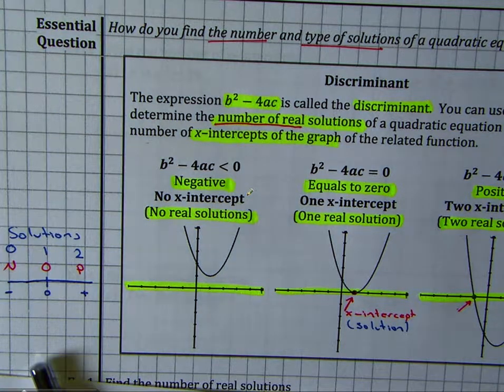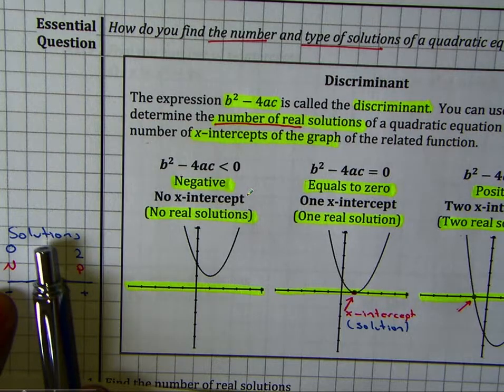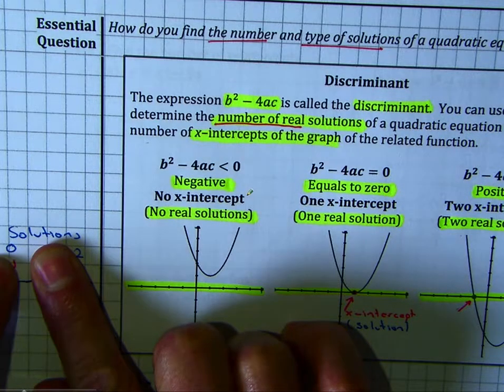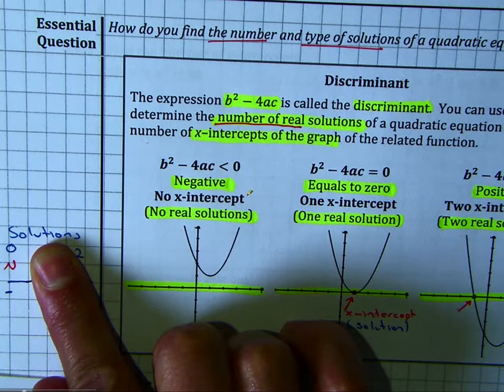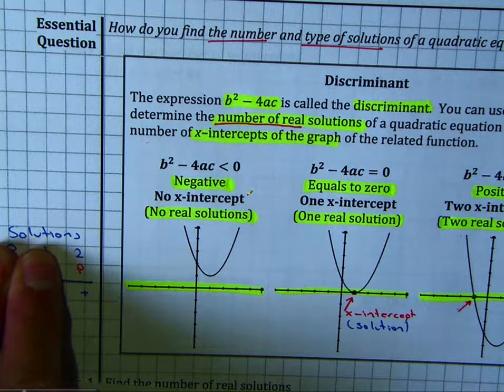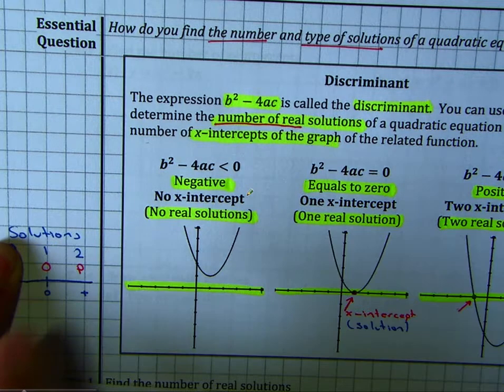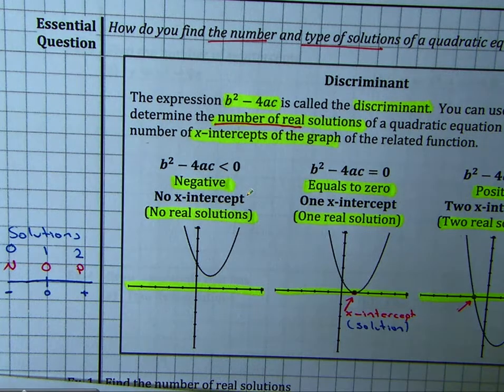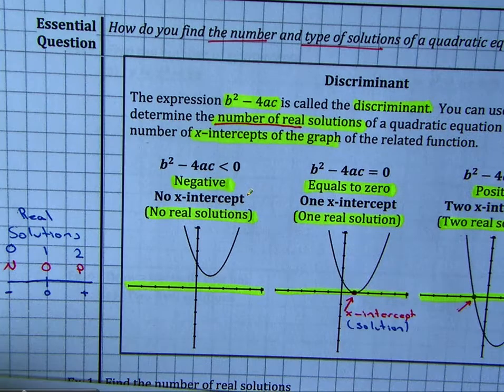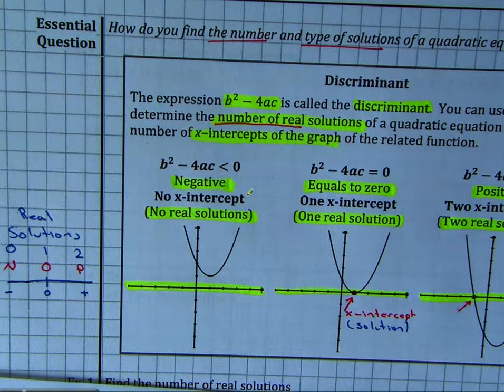So therefore, if it's negative, it's going to have 0 real solutions. If it's 0, it's going to have 1 real solution. And if it's positive, it's going to have 2 real solutions. And I should write down the word real on top, because once you go to Algebra 2, then you're going to find that we also have imaginary solutions.